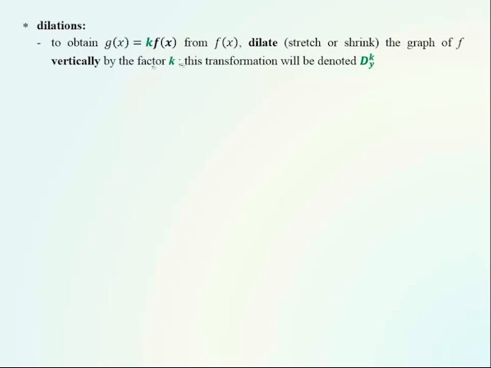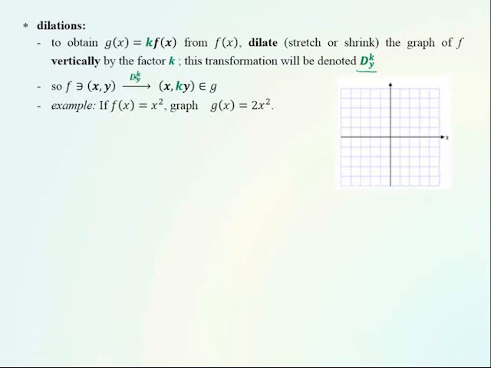So we dilate the graph vertically by the factor of k, and this transformation will be denoted by capital D for dilation, along the y-axis, that means vertically, by the factor k. So the dilation affects any point x, y by multiplying the y-coordinate by k.